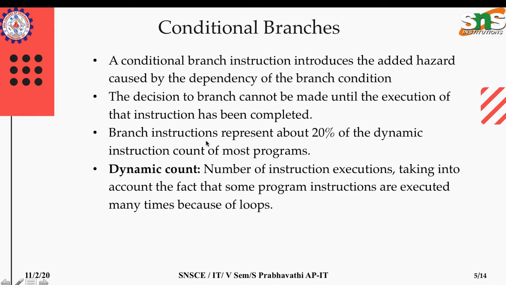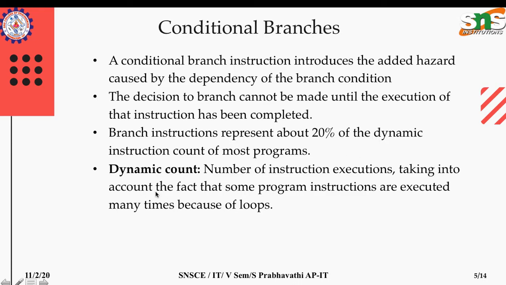So branch instructions represent almost 20% of the dynamic instruction count of most programs. So what does it mean? Of course, we cannot write a program by completely eliminating branches, is it not? So programs always may have branch instructions, and based on the value the branch may be executed or may not be executed based on the conditions, is it not? So on average, most programs will have 20% branch instructions. Okay, that too of dynamic instructions.